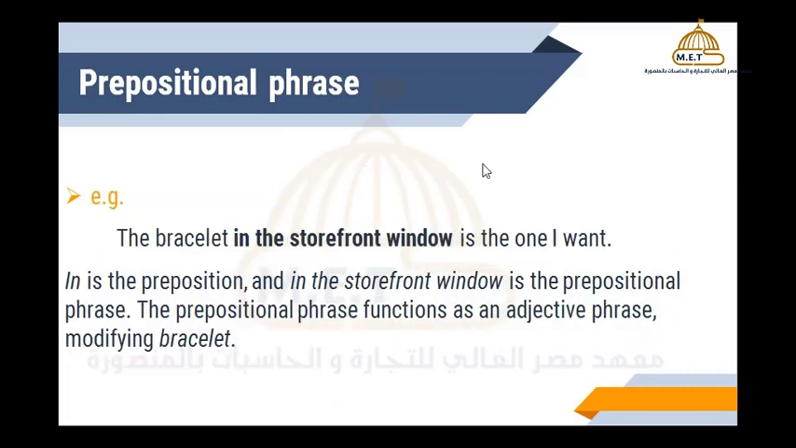The first prepositional phrase example: The bracelet in the storefront window is the one I want. The bracelet, as an accessory. In the storefront window is the one I want. Here, in the storefront window all together is the prepositional phrase because it started with the preposition in.